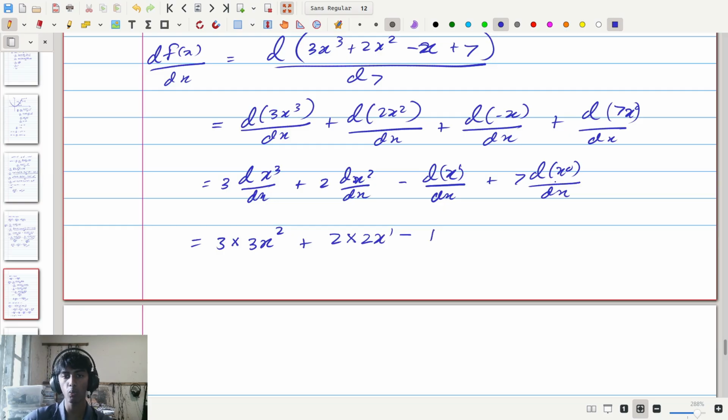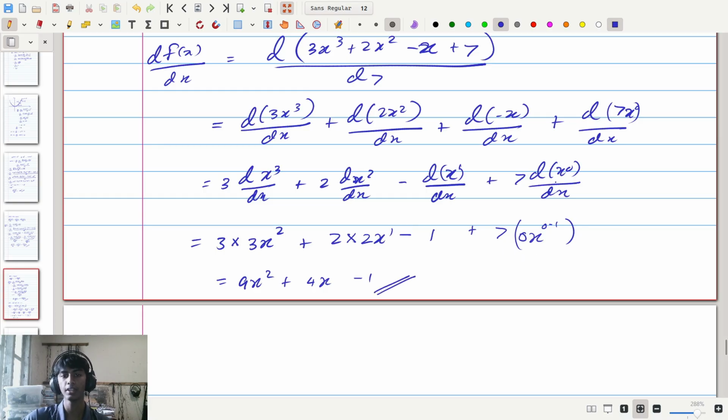So here we have 1, plus, and then 7 times x to the power of 0's derivative. X to the power of 0 is 0 times x to the power of 0 minus 1. This thing doesn't matter because here there's a 0, which means the whole thing is just 0. So finally what we have is 3 times 3x squared, which is 9x squared, plus 2 times 2x to the 1, which is 4x, and then minus 1, and this thing becomes 0.